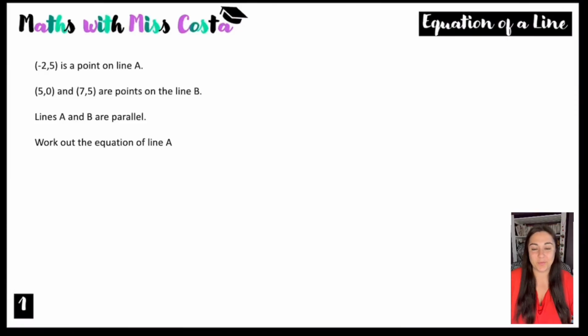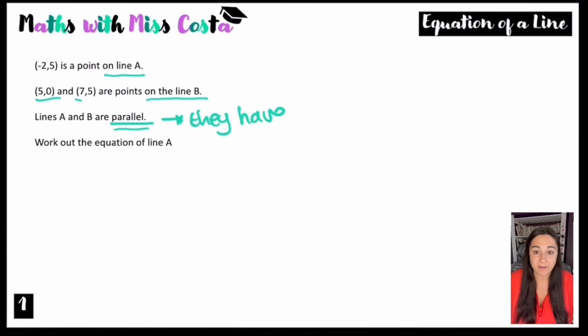Okay, so to begin with, we're going to look at the equation of a line. The question is giving you the point -2,5 on line A and 2 points on line B, and it's telling you that they are parallel. What we need to know about parallel lines is they have the same gradient. If two lines are parallel, they're always going to have the same gradient, the same steepness. That's a really important thing that we need to know.